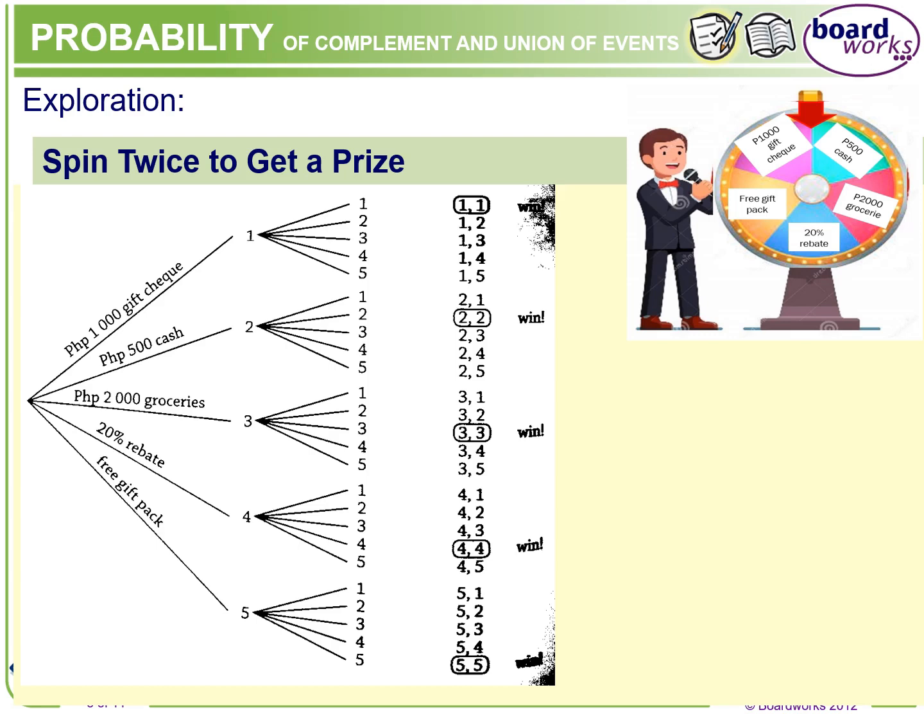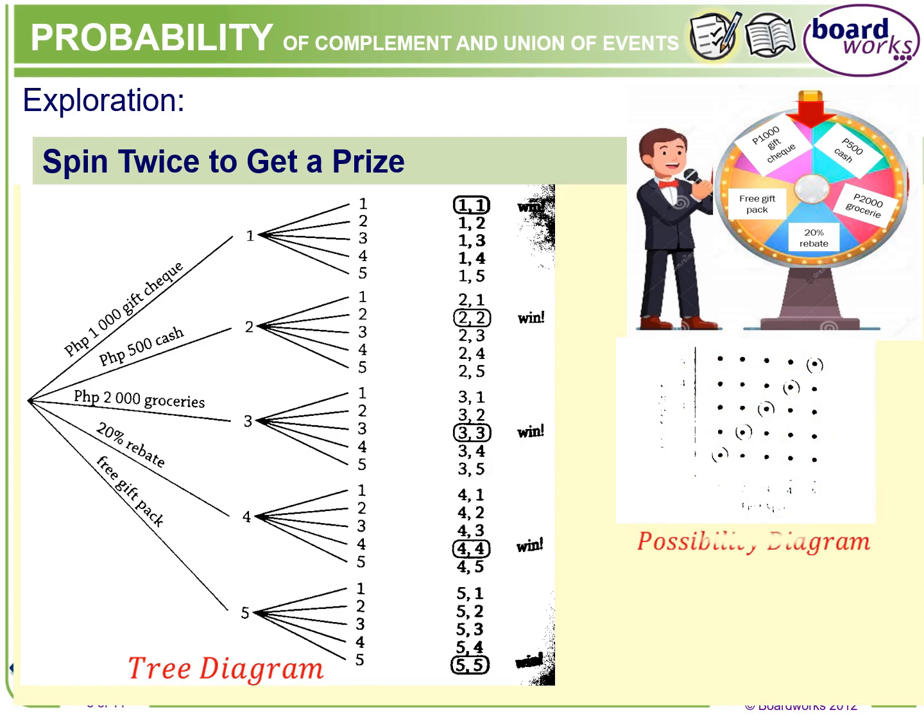And those who are encircled are the doubled results. That means you will win. So there are how many? 1, 2, 3, 4, 5. So another way of finding the outcomes is using the possibility diagram. So this is a tree diagram, and this is the possibility diagram. So we have here first spin and the second spin. So the encircled dots show the outcomes that the spinner stops on the same sector twice.